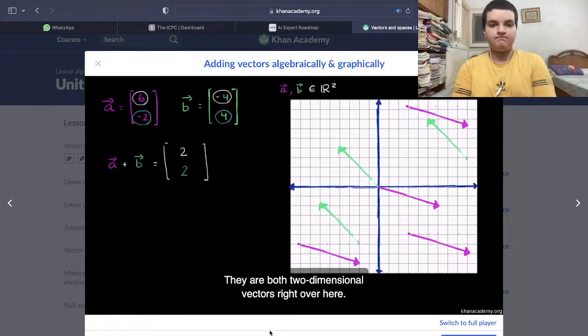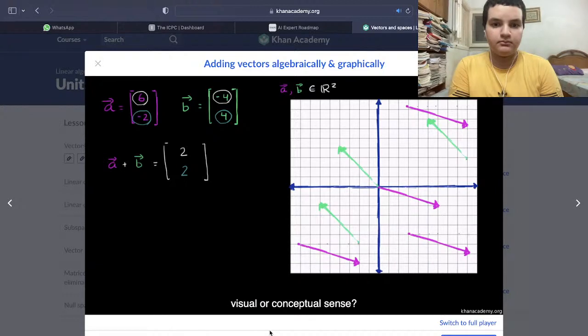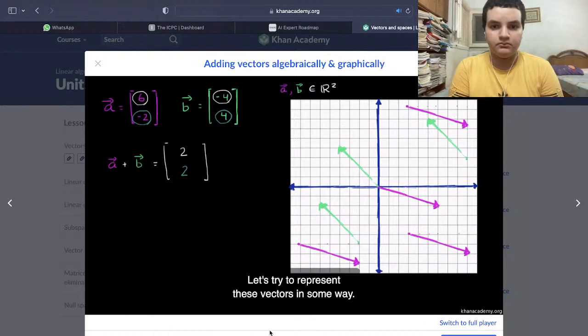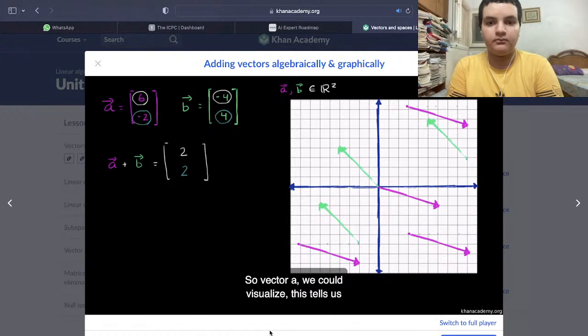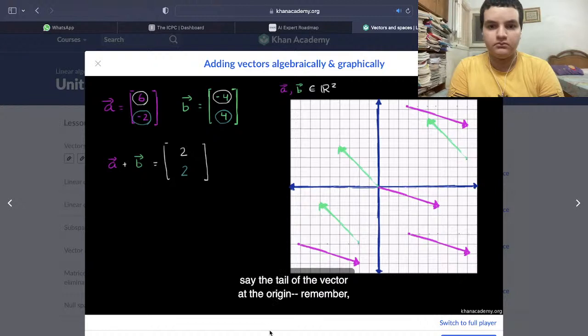Now this might make sense just looking at how we represented it, but how does this actually make visual or conceptual sense? And to do that, let's actually plot these vectors. Let's try to represent these vectors in some way. Let's try to visualize them. So vector A, we could visualize. This tells us how far this vector moves in each of these directions, horizontal direction and vertical direction. So if we put, I guess you could say, the tail of the vector at the origin. Remember, we don't have to put the tail at the origin, but that might make it a little bit easier for us to draw it.